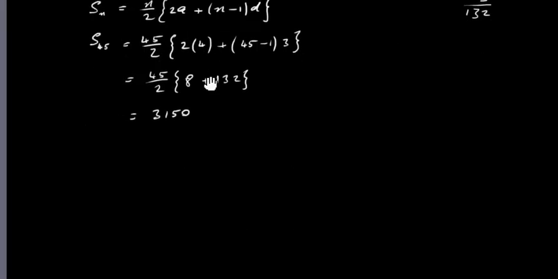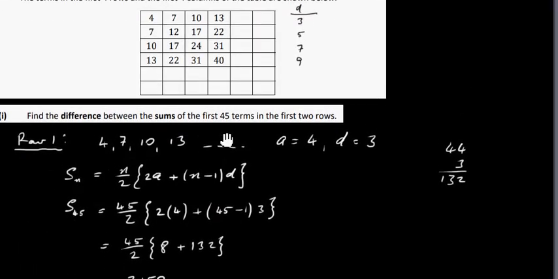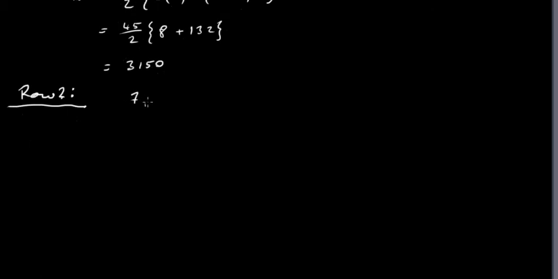So we have the sum of the first 45 terms in row 1. Now all we've got to do is the same for row 2, and then subtract them. Row 2 then, what numbers are they? We have 7, 12, 17, and 22. So here A is equal to 7, and our common difference is 5. Again, we do exactly the same thing.